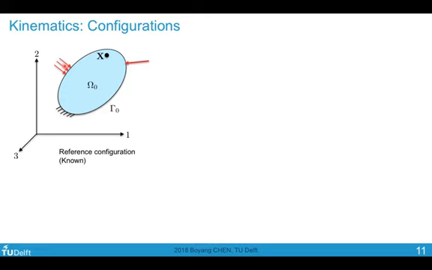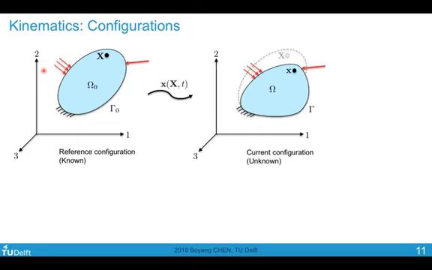Under certain loading, if we either apply loading from the initial configuration or apply loading increments from the last converged configuration, this body would deform. It will deform to the so-called current configuration, which is unknown to us. This is a configuration that we still need to solve through iterations or through the arc-length method, for instance.